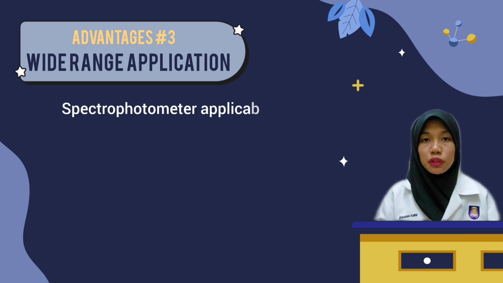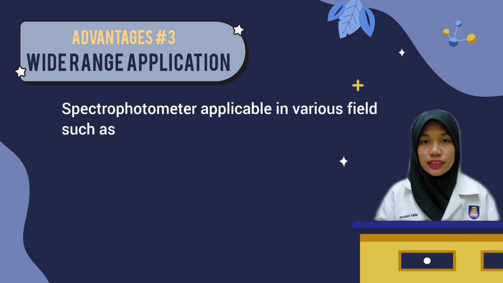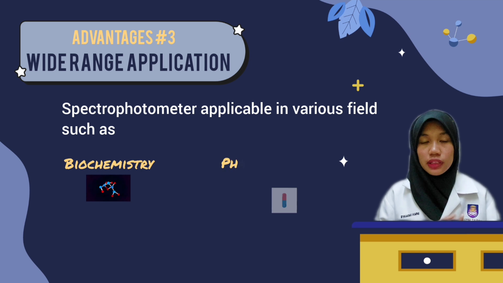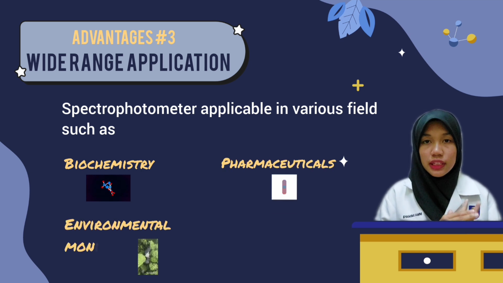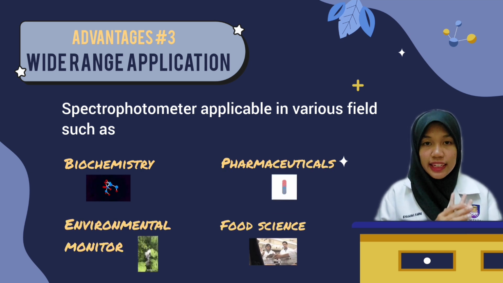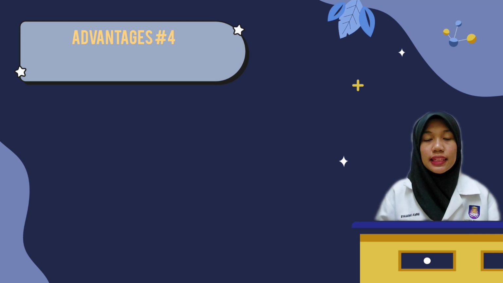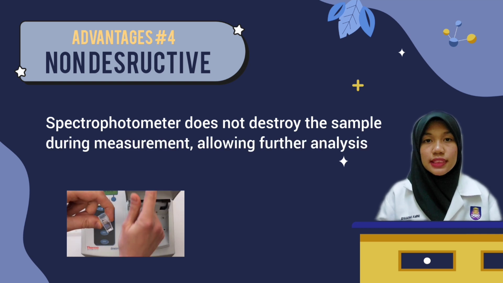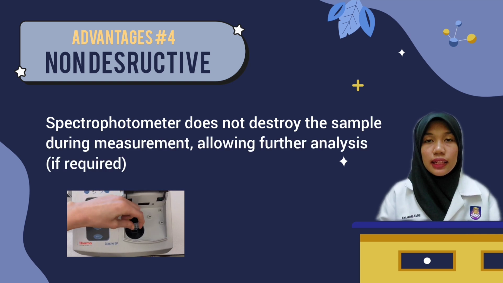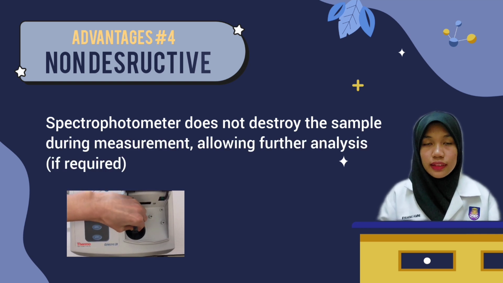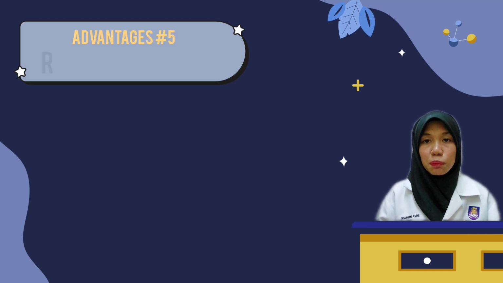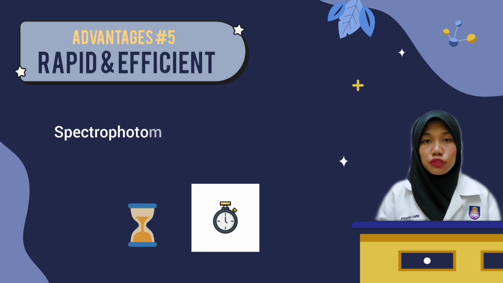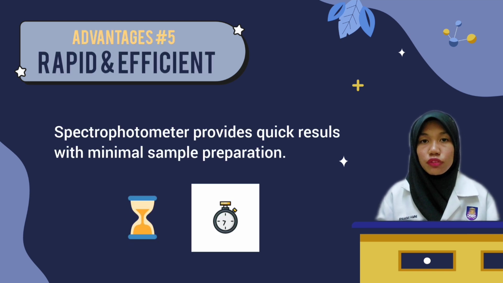Spectrophotometer is applicable in various fields such as biochemistry, pharmaceutical, environmental monitor, and food science. Fourth, spectrophotometer use non-destructive method. Spectrophotometer does not destroy the sample during measurement and allow further analysis if required. Fifth, it has rapid and efficient result. Spectrophotometer provide quick result with minimal sample preparation.